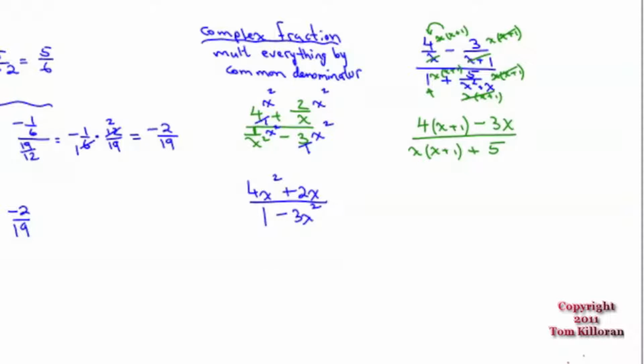This is x plus 1. This is x plus 1. One's in the top, one's in the bottom. When you multiply by something, it's automatically going into the top.